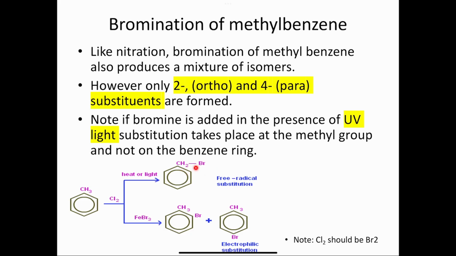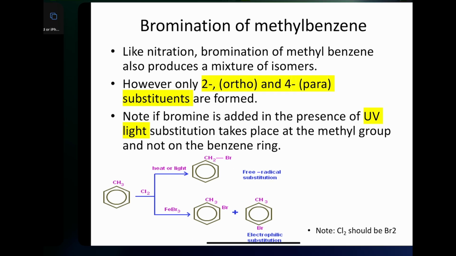So in free radical substitution, your halogen is being attached to your alkane, and that alkane is coming from the methyl group attached to your benzene, versus your electrophilic substitution.